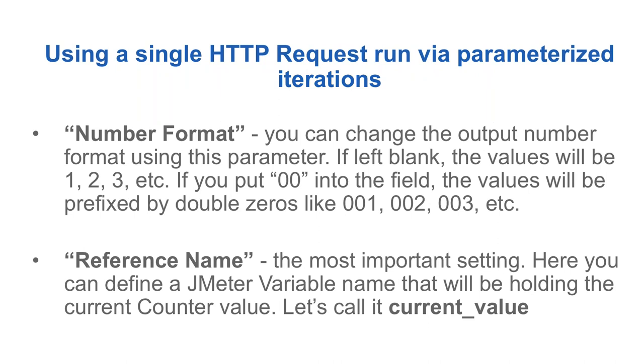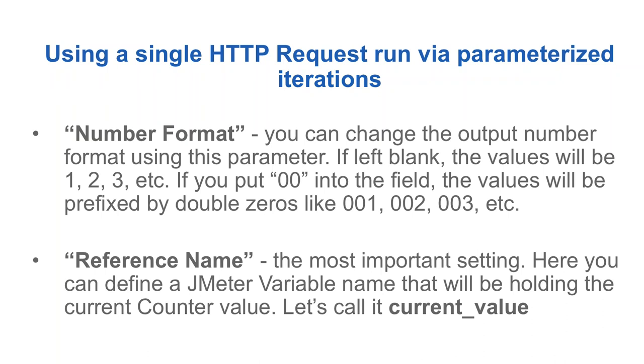Continuing, we have the number format, which you can use to change the output number format. If it's left blank, the values will be, I'll call it normal, like 1, 2, and 3, etc. But if you put 0, 0 into the field, the values will be prefixed by double zeros like 001, 002, and so on. For this exercise, let's leave it as is.